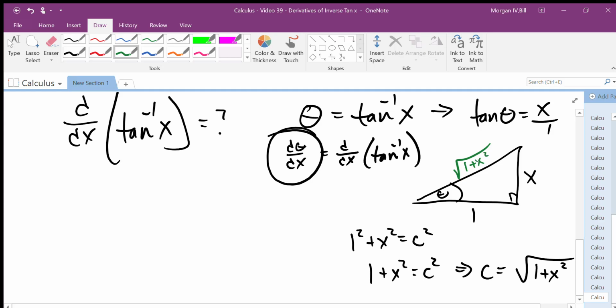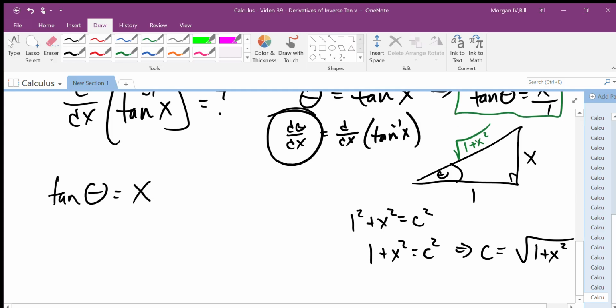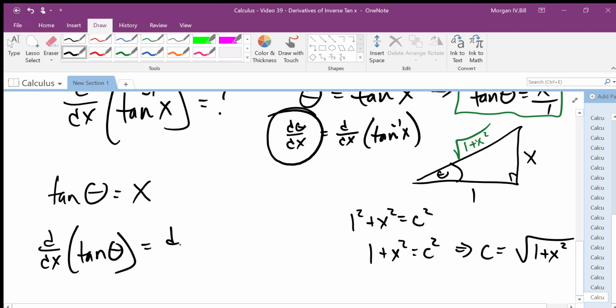That just comes from the Pythagorean theorem. All right, now we're going to go back to this tangent theta equals x. We're going to rewrite it, tangent theta equals x, and we'll take the derivative of both sides implicitly. In other words, the derivative of the tangent of theta is equal to the derivative of x.